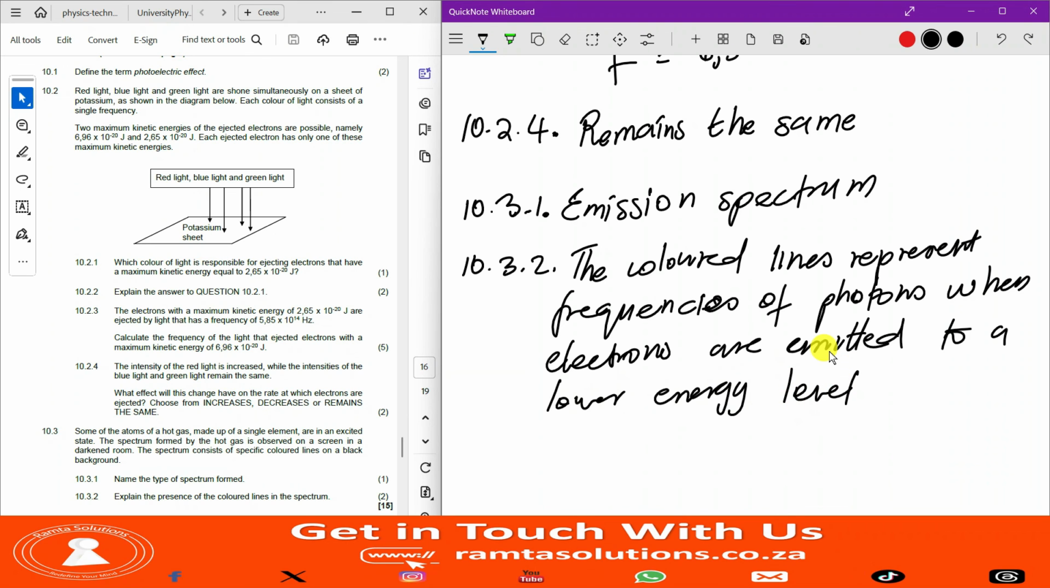I would have also said the colored lines represent frequencies of photons when electrons are emitted from a region of higher energy level to a region of lower energy level. But it's also easier to say when electrons are emitted to a lower energy level.